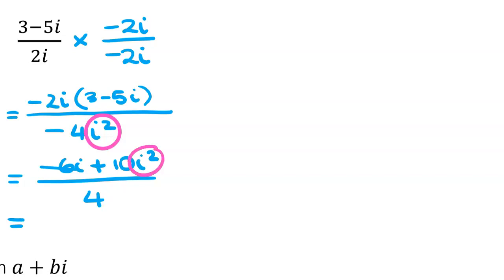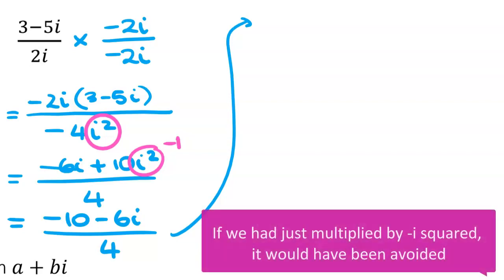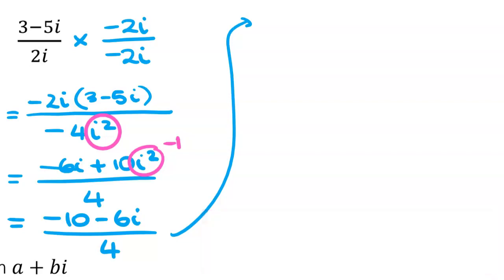Keeping in mind, i squared is negative 1. So that means we're going to have 10 times negative 1, so negative 10 minus 6i on 4. You do need to be careful though, because we can take out a factor of 2 there, and perhaps we could have thought of that a bit earlier on. So let's take out that factor of 2. I'm just going to take out 2 and not negative 2 for the purposes of cancelling. So we're going to get negative 5 minus 3i.